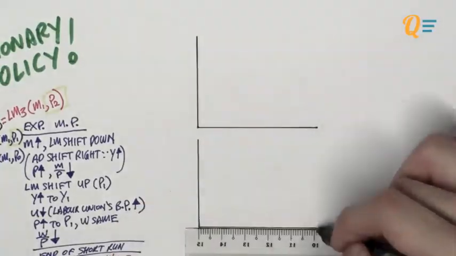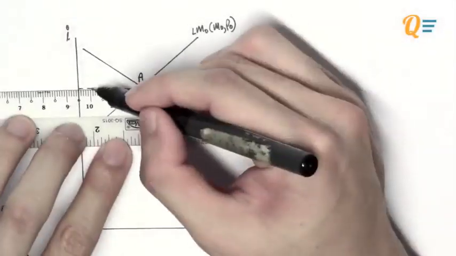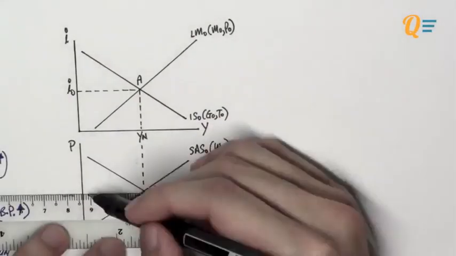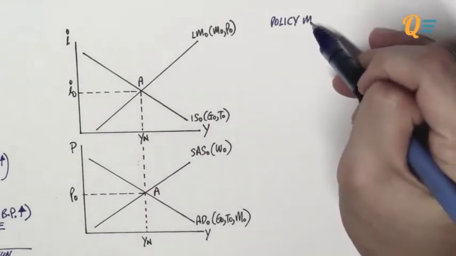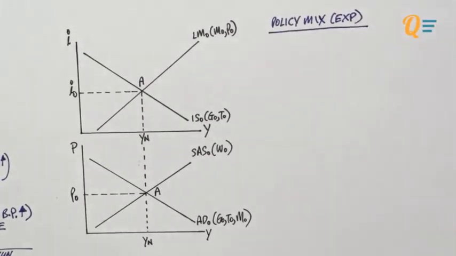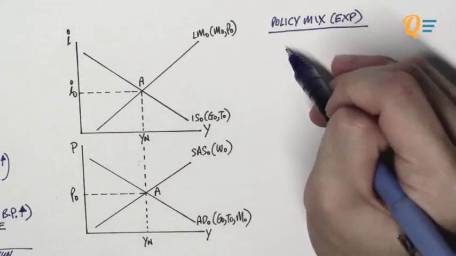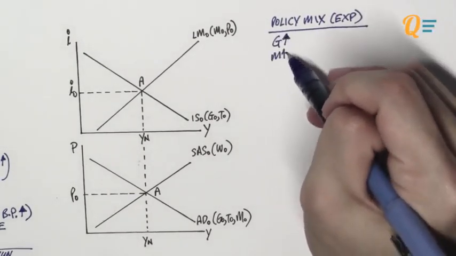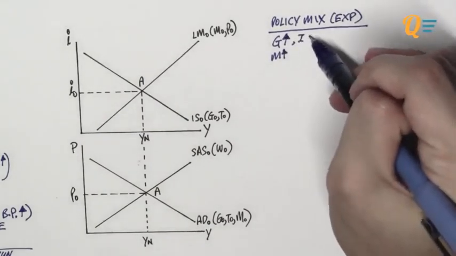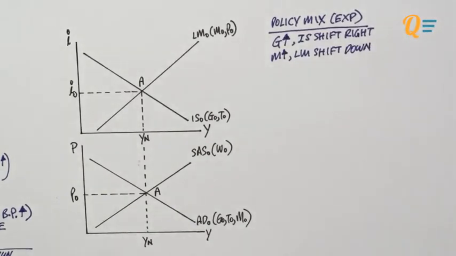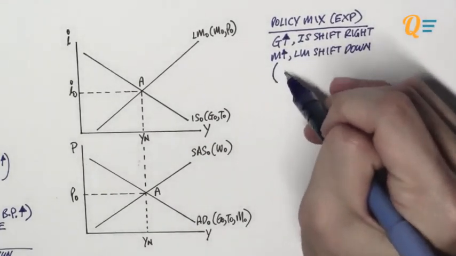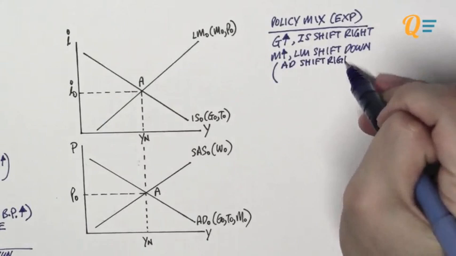Okay, I'm just going to go through one last example, and this would be quite a cool example. This time, we'll be talking about a policy mix that is expansionary. Okay, so we're going to have 2 things happen. First, there's going to be an increase in government spending, and there's also going to be an increase in the money supply. So the IS curve is going to shift right, and the LM curve is going to shift down. So these 2 things are your economic disturbances that happen simultaneously.